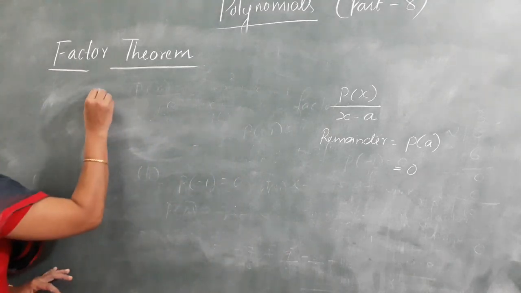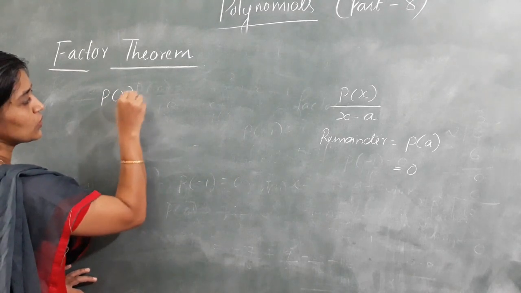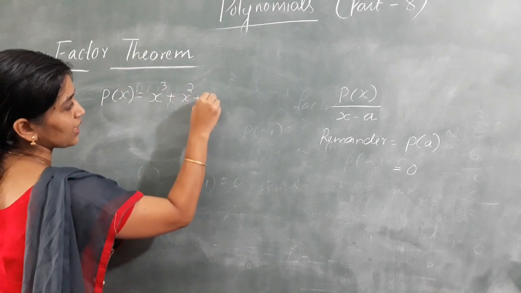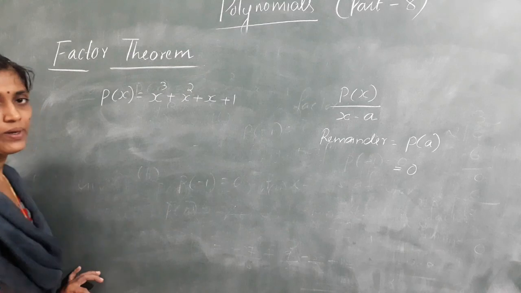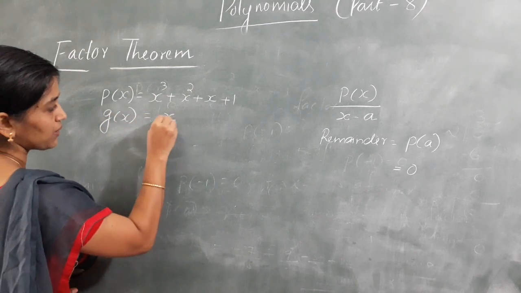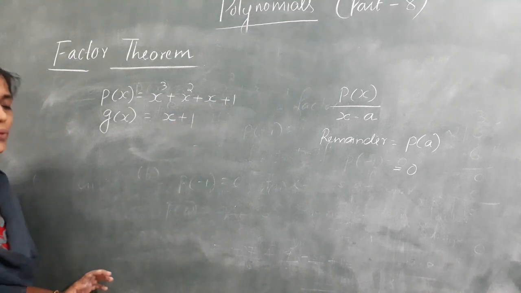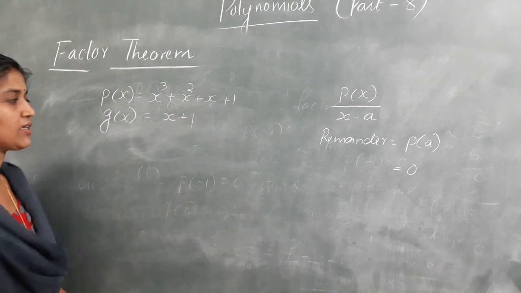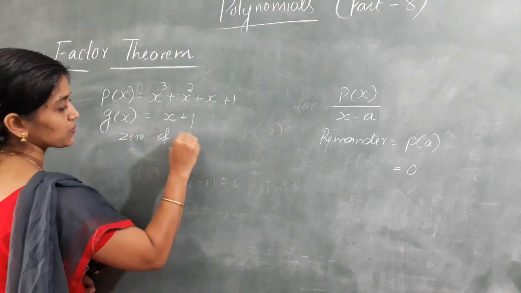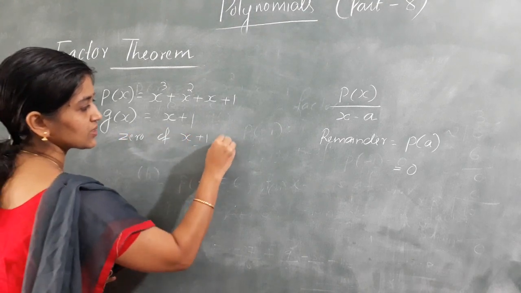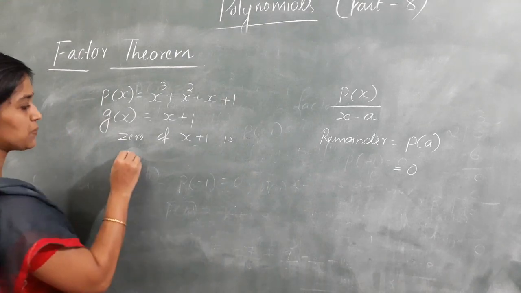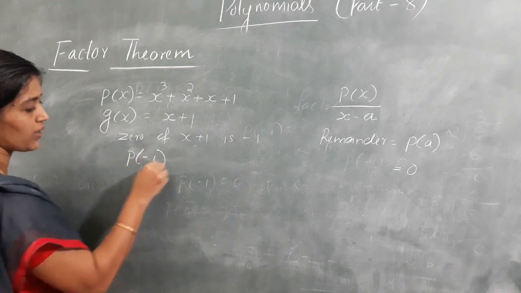I will give an example. P of x is equal to x cube plus x square plus x plus 1, when it is divided by g of x is equal to x plus 1. You know what is the remainder by remainder theorem? It is 0 of x plus 1 you have to find. Yes? What it is? Minus 1. So what will be remainder? Just p of minus 1.